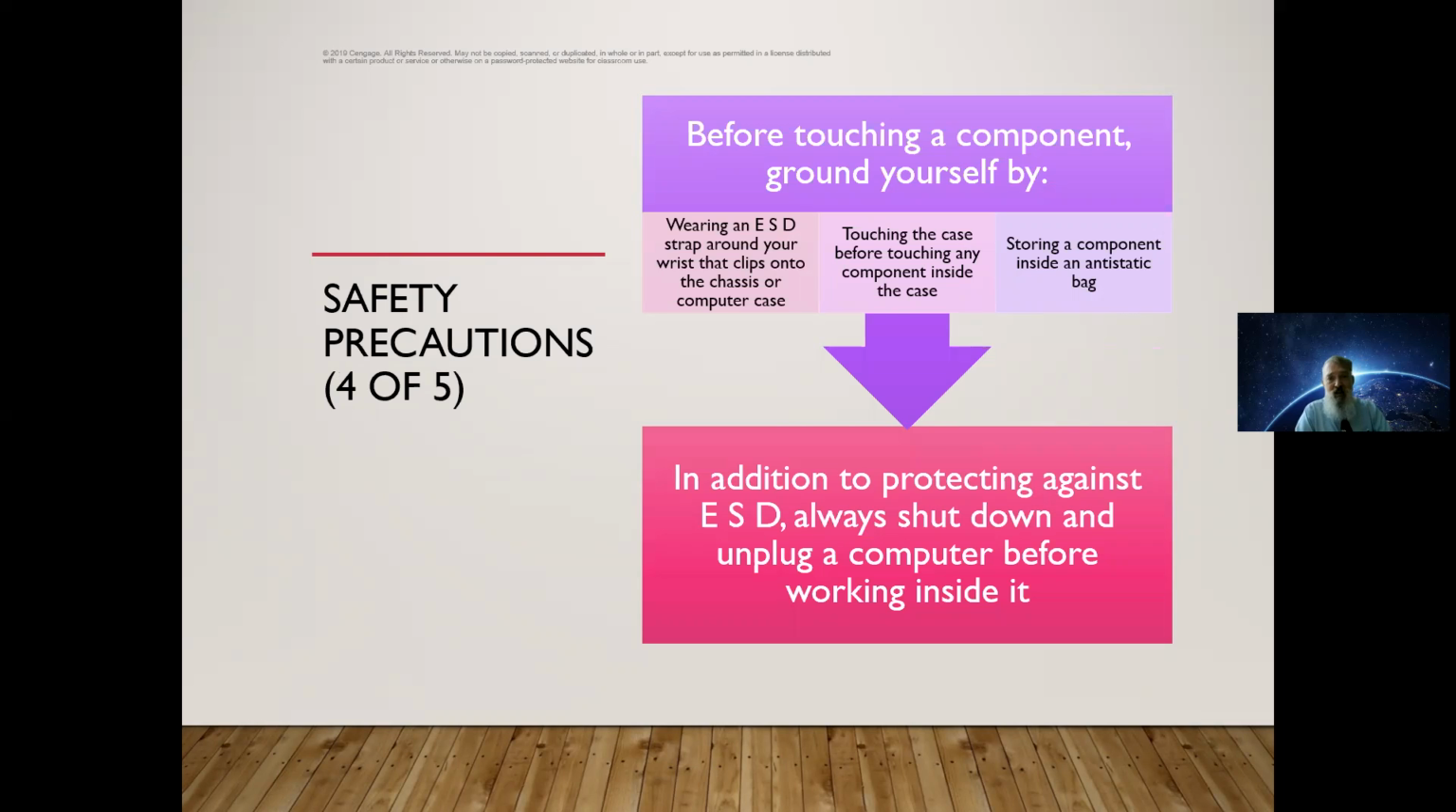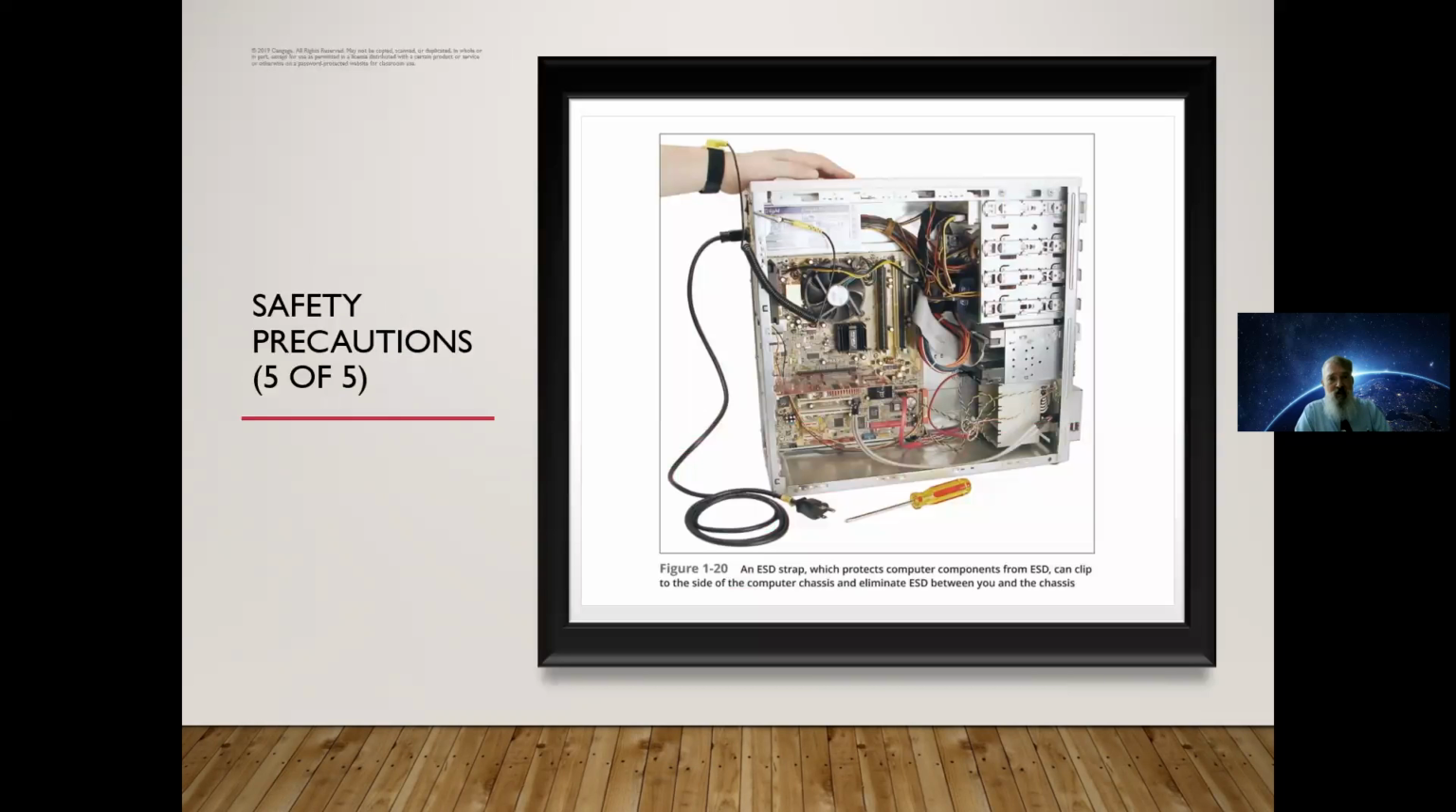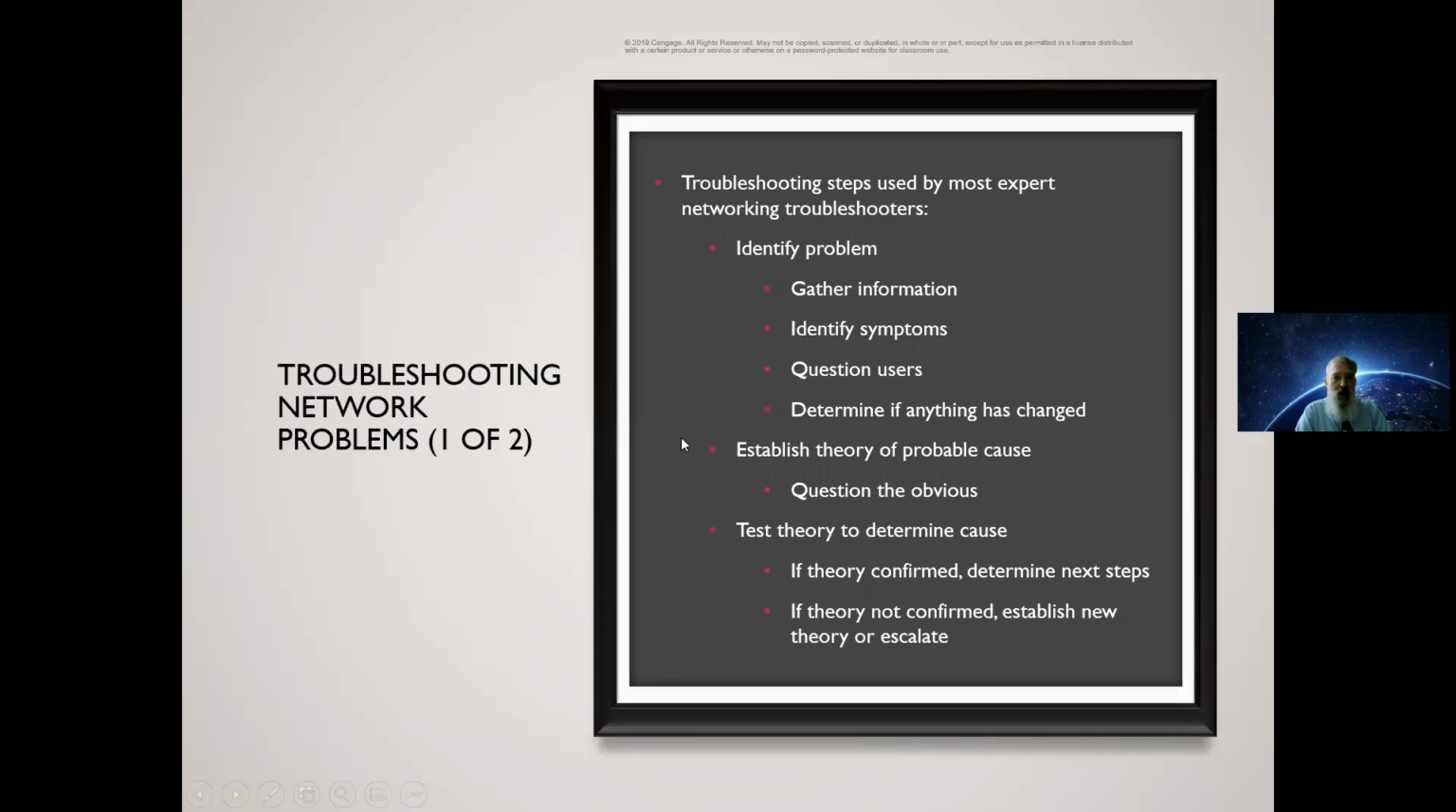There are different ways that you can do that. See what this person is doing, how they're grounding themselves. They've got a device on their wrist, which is connected to grounding, so there are no sparks coming across from their hands while they're sticking their hands in the computer. All right, so that's the bit on safety.